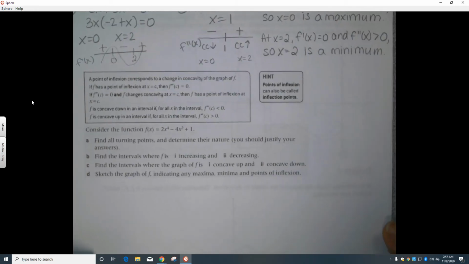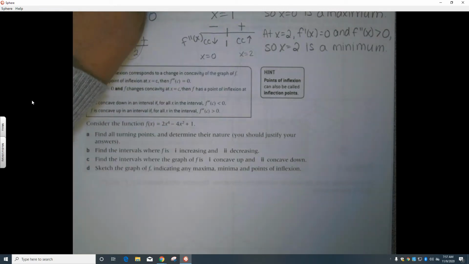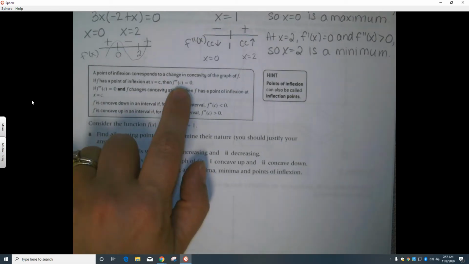So this last example here introduces us to this new term, the point of inflection. A point of inflection corresponds to the change in concavity. So it's when it switches from concave down to concave up, or vice versa. Those happen when the second derivative is equal to 0.